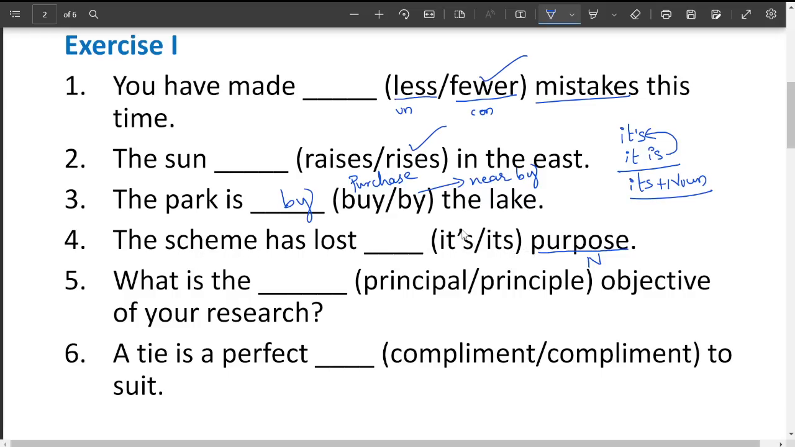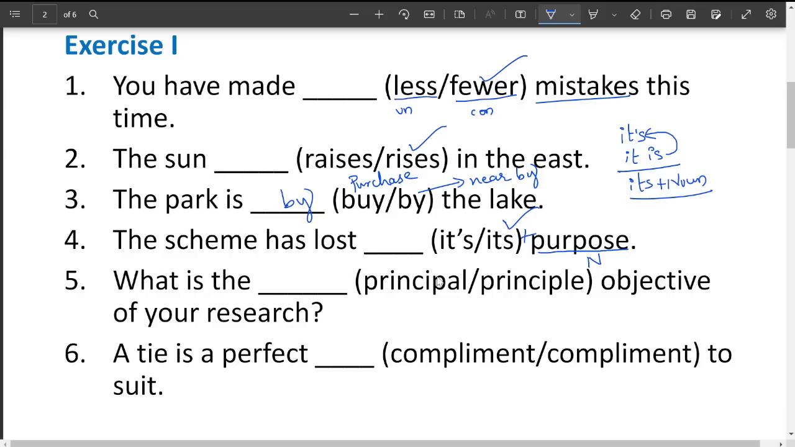What are you speaking about? If you get any doubt when you're using it's with an apostrophe, try to change it to the expanded form, it is. The scheme has lost it is purpose. Do you say that? We never do. So forget about it is. The correct answer is its purpose. And according to the rule, this is also followed by a noun.